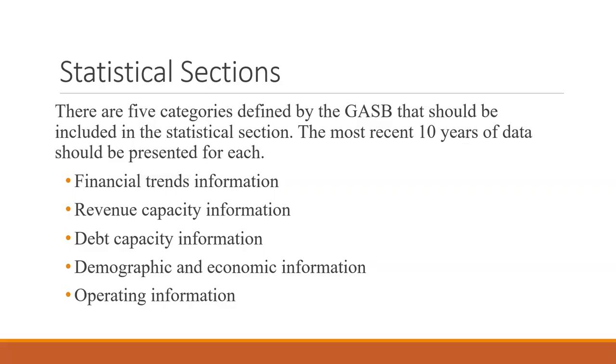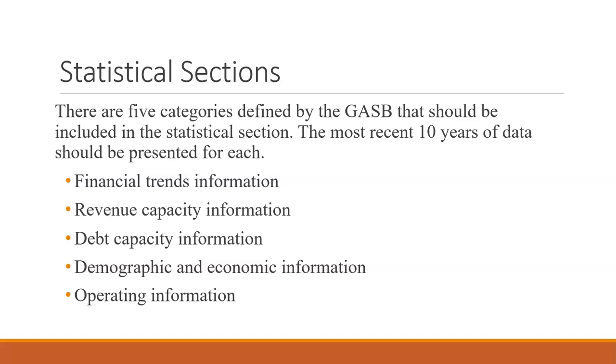Then we have demographic and economic information. So this is information about our citizenry. What is the age makeup? What is the racial and cultural makeup? Any socioeconomic information? What's the average person make in our community? What's the average household cost? What are the unemployment rates? How many employers do we have?